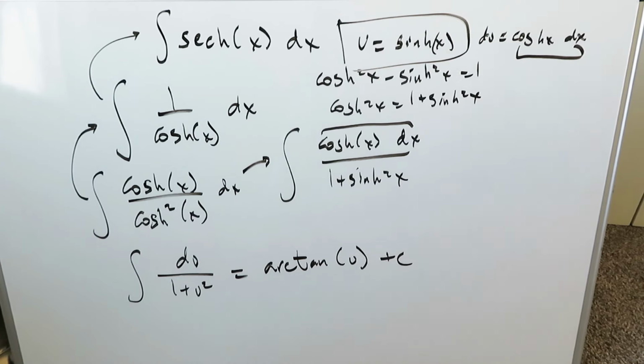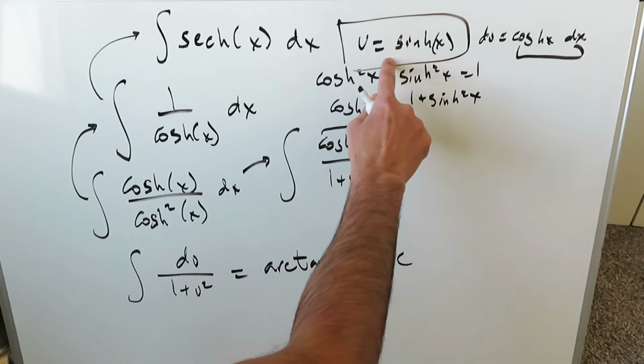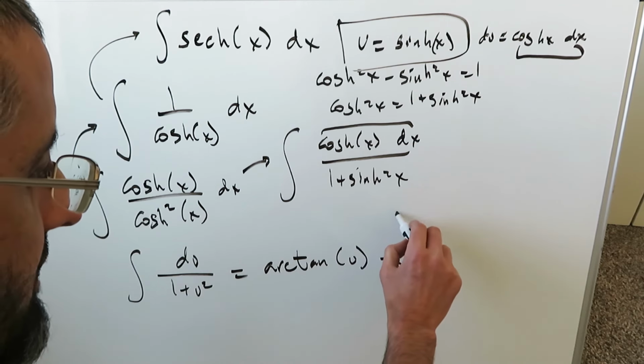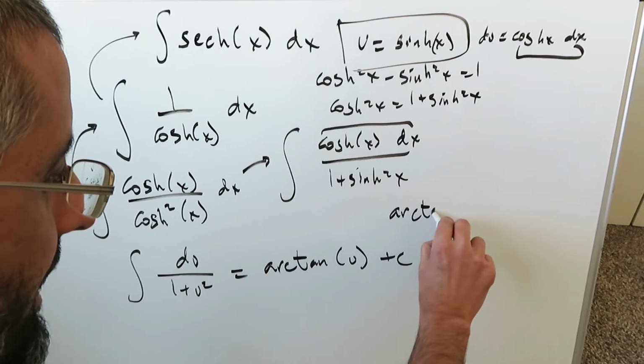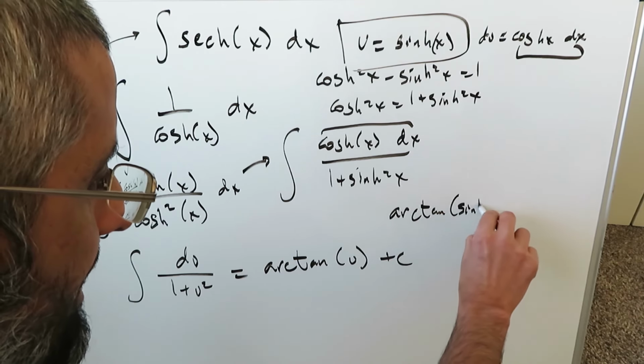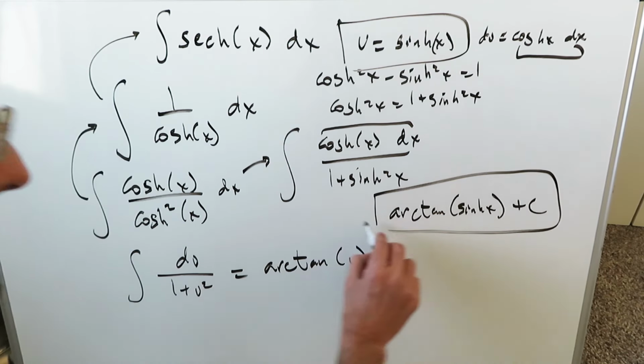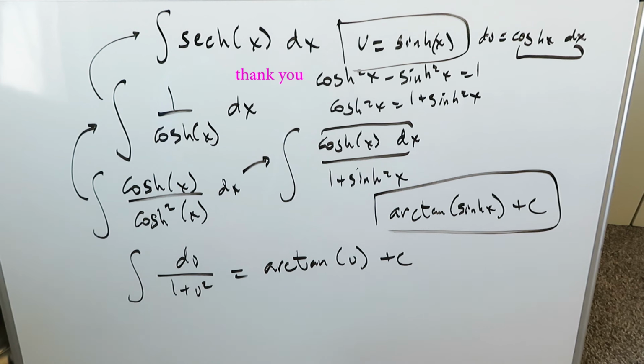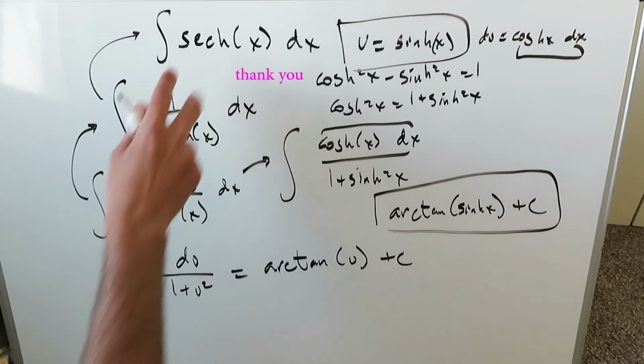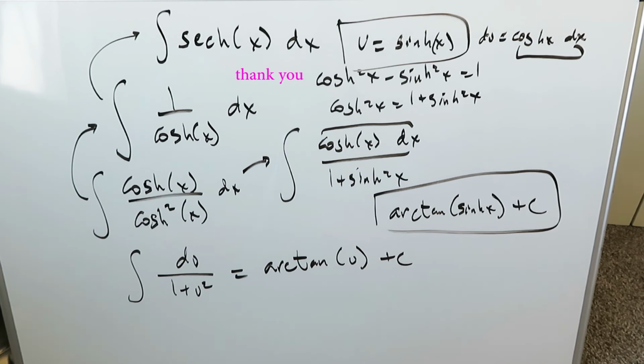You have nothing more to do other than resubstitute the u, which is this. When you resubstitute it, you end up at your antiderivative, arctan of sinh x plus c. For the indefinite integral, this here is your antiderivative, but it's good. That right there is how you come up with the very interesting antiderivative of the hyperbolic secant function. That's what I'm showing you here.